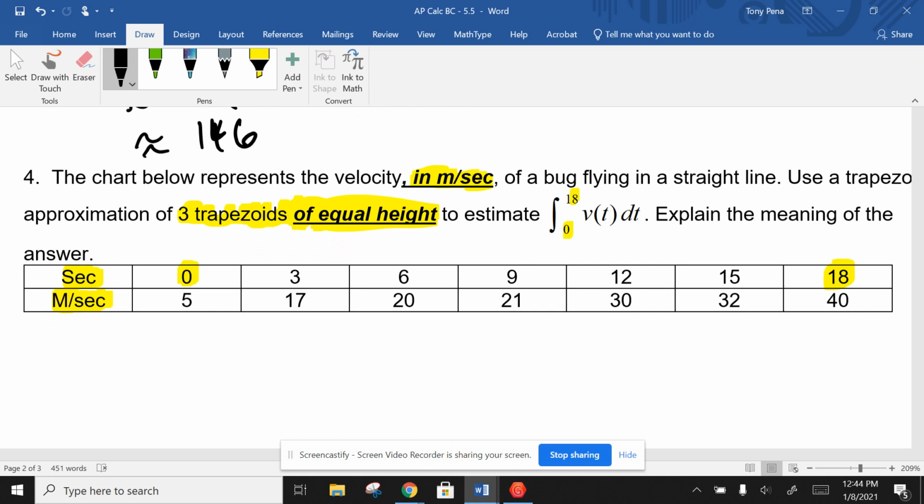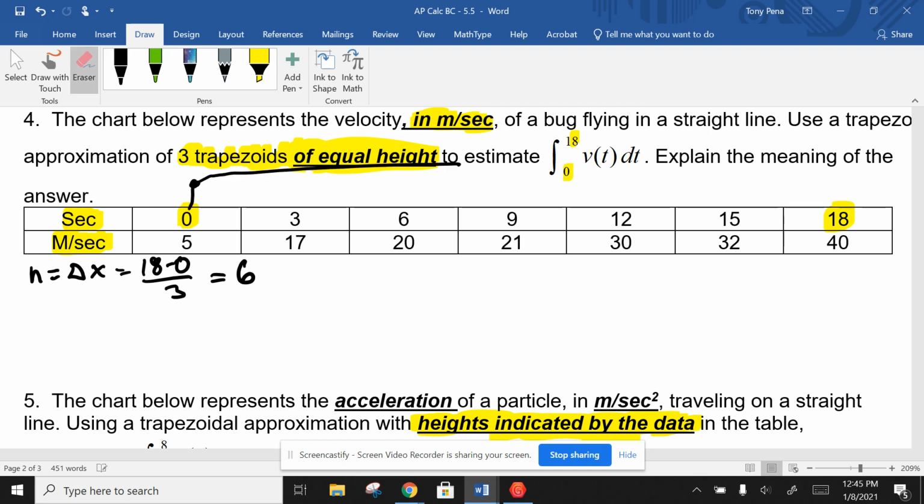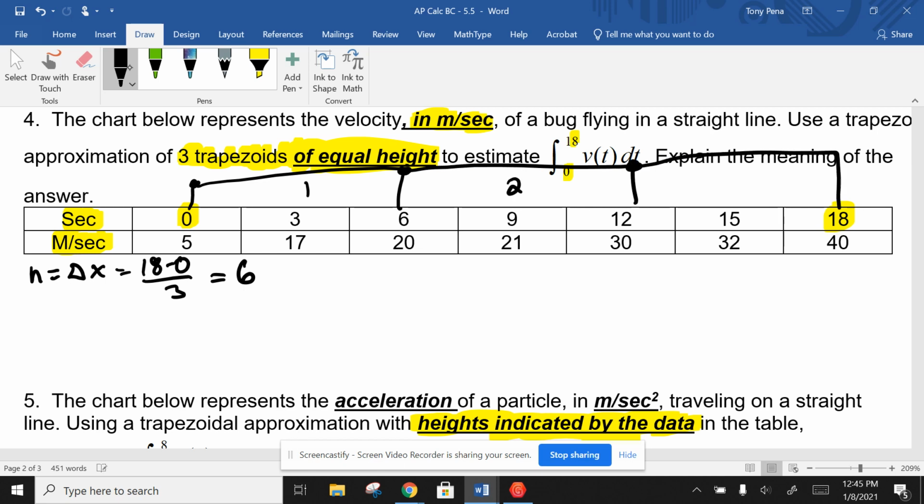So again, we need to know what's each step size. Our height is our change in x. In this case, that means 18 minus 0 divided by 3. We're going to go a step size of 6 every single time. So starting at 0, I would have gone up and touched the curve if we had a curve, and we would have moved over to 6. And we would have gotten our first trapezoid. If I go another 6, that takes me to 12. This would be my second trapezoid. And then the final one to 18 would be trapezoid number 3.